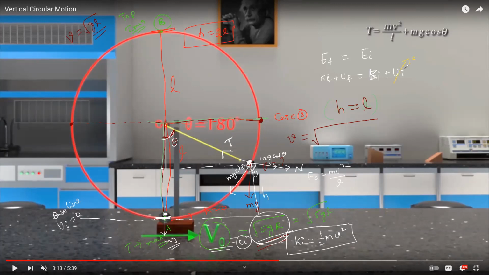So we all know the body is initially at the baseline, so the initial potential energy is 0. The initial kinetic energy is half m u square. Now we have to find the velocity formula. Be very careful. Here h is equal to L. The body has a velocity v at this point, so the final kinetic energy is half m v square. The body has reached a certain height h, so the final potential energy is mgh. Clear, everybody?